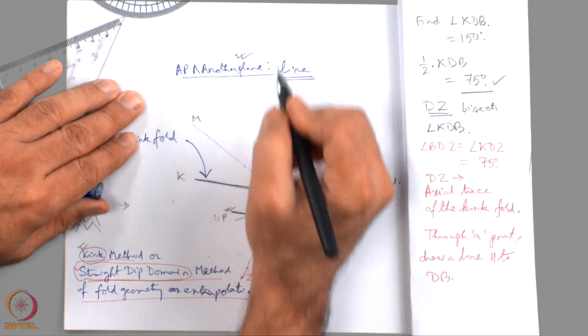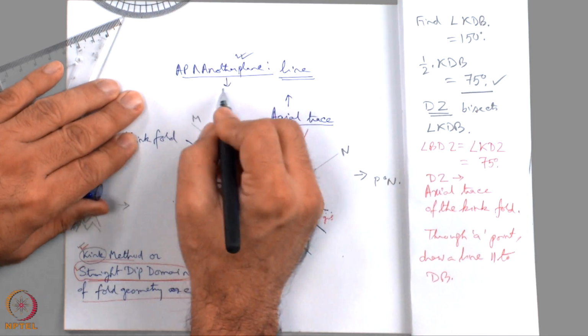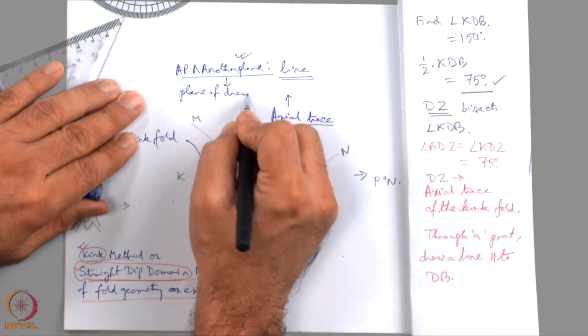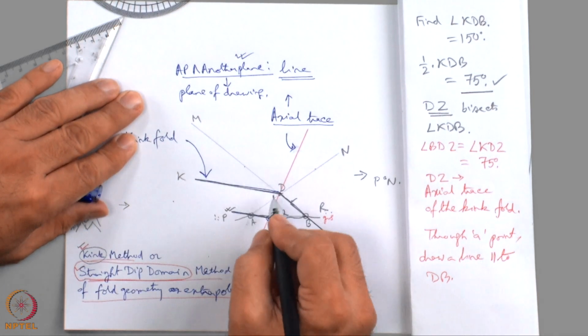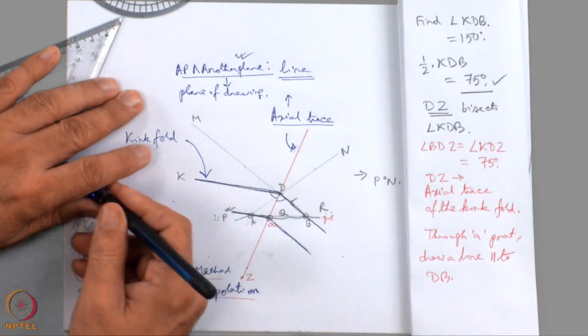What is that other plane in this case? The other plane in this case is the plane of drawing. So, this angle is equal to that angle.